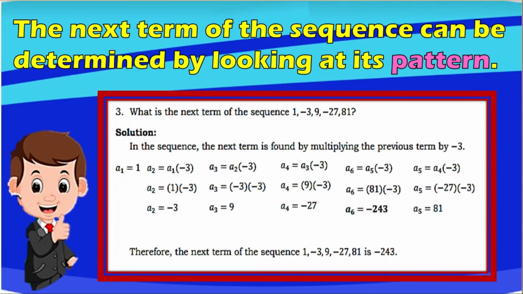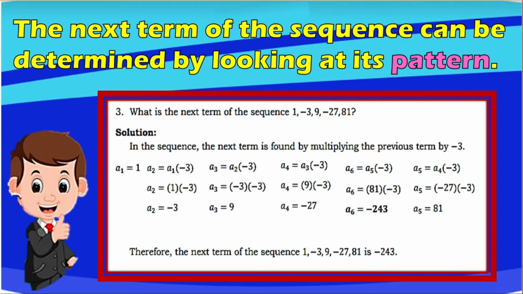Another example again. Number 3. What is the next term of the sequence 1, negative 3, 9, negative 27, 81? So in the sequence, the next term is found by multiplying the previous term by negative 3. Here, a sub 1 is 1. To get a sub 2, looking at its pattern, a sub 1 will be multiplied by negative 3. So 1, that's the first term, times negative 3 is equal to negative 3, the second term. A sub 3 can be obtained by multiplying the previous term, that's the second term, by negative 3. So we have negative 3 times negative 3, a sub 3 now is equal to 9.